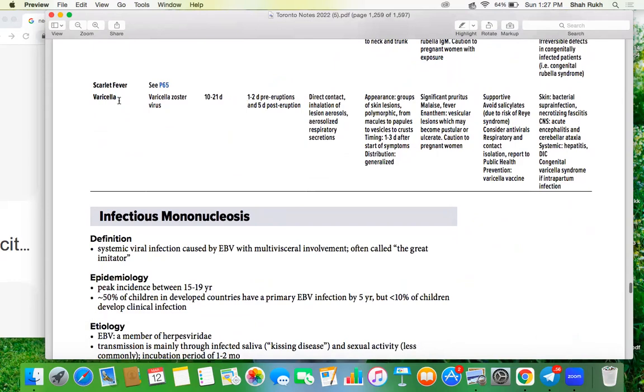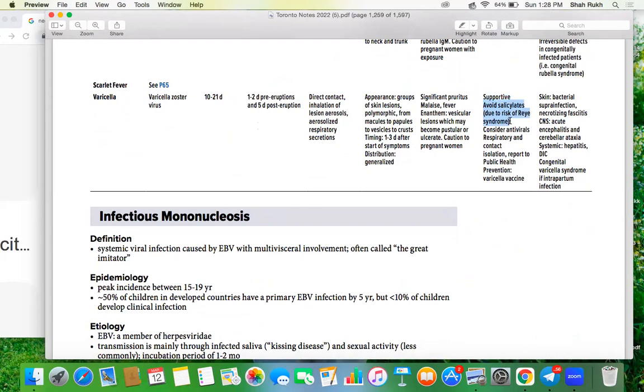Then varicella, you need to know how it looks, which organism is causing it, and how you're going to treat it. One very important thing that I want to highlight here, just because it's written here: avoid salicylate. The only condition in which you are going to give salicylate is Kawasaki. Otherwise, in children, you avoid salicylate because of Reye syndrome. So they can tell you that he was given a salicylate.